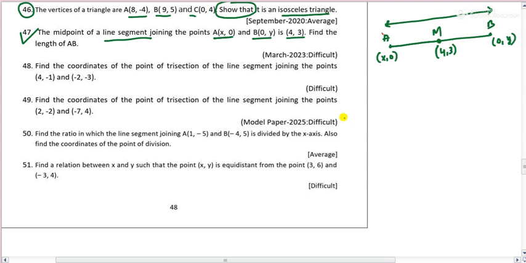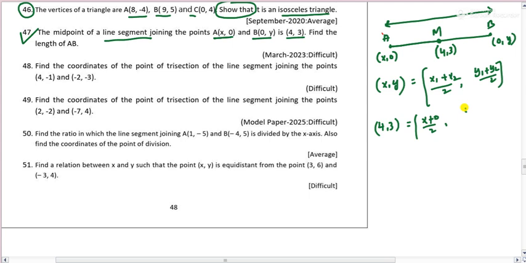Can anyone tell me? You need to find the length AB, but we don't have the values of A and B. It's given as (x, 0) and (0, y). But we have a different value, that is the midpoint. Yes, the section formula. First you have to use the midpoint formula. Understand it one by one: (x1 + x2)/2 and (y1 + y2)/2. Just substitute it. (4, 3) is equal to ((x + 0)/2, (0 + y)/2). So 4 is equal to x/2 and 3 is equal to y/2.